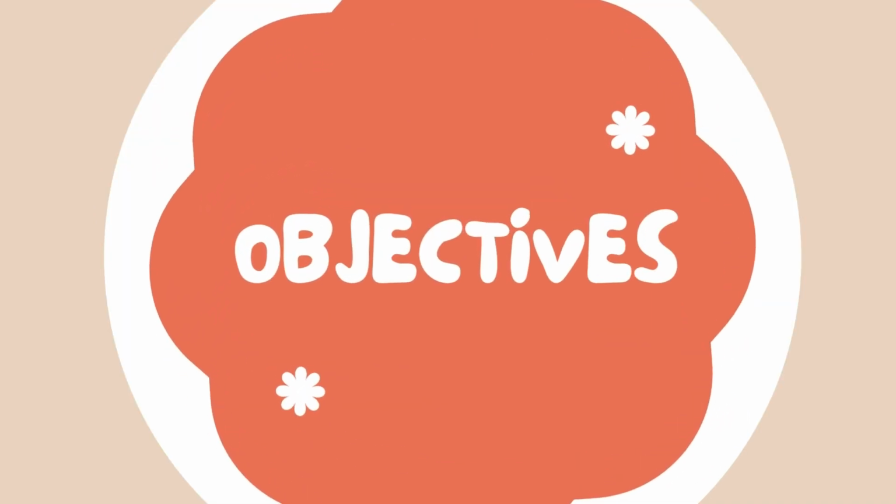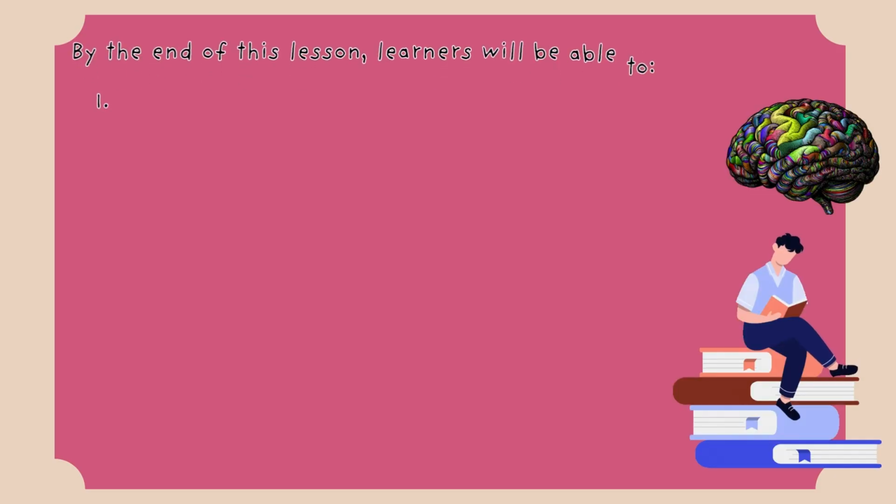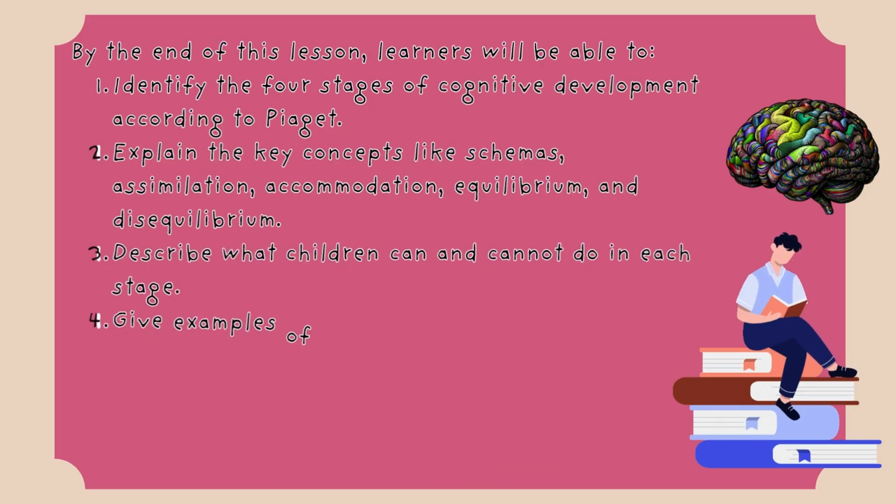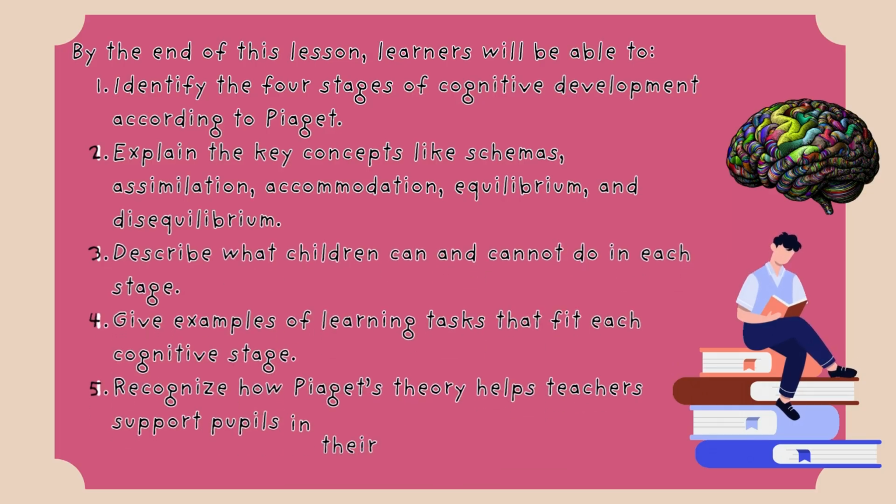Before we begin, here are the learning objectives for this lesson. By the end of our discussion, you should be able to identify the 4 stages of cognitive development according to Jean Piaget. You will also be able to explain the key concepts in his theory such as schemas, assimilation, accommodation, equilibrium, and disequilibrium. Next, you should be able to describe what children can and cannot do in each stage of development. You will also learn to give simple examples of learning tasks that match each cognitive development stage.